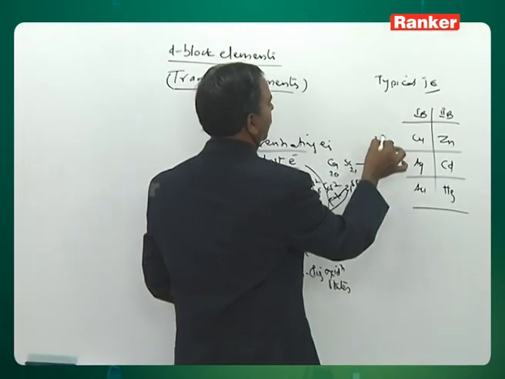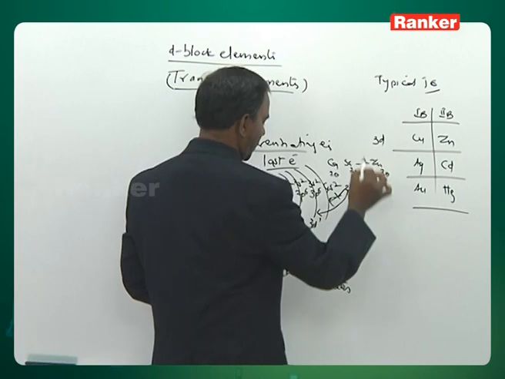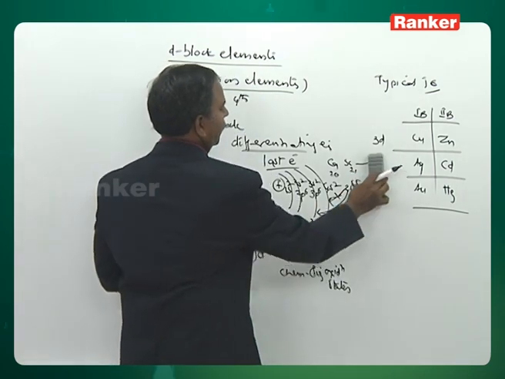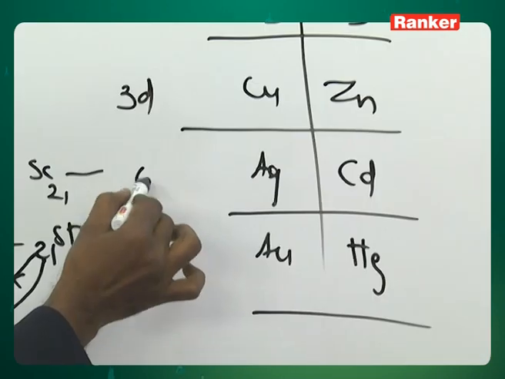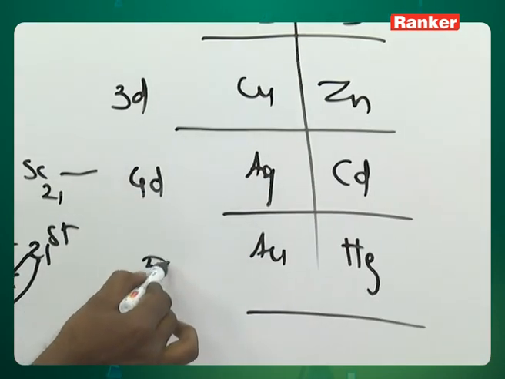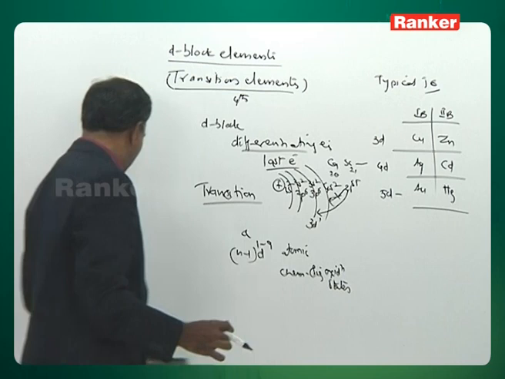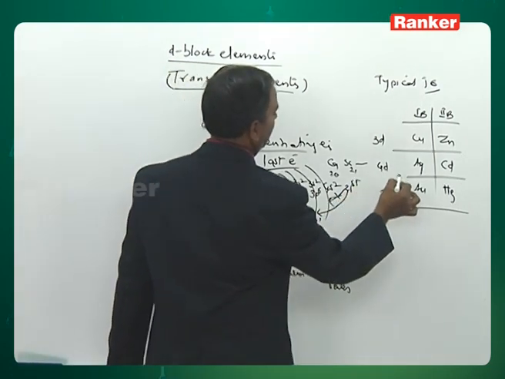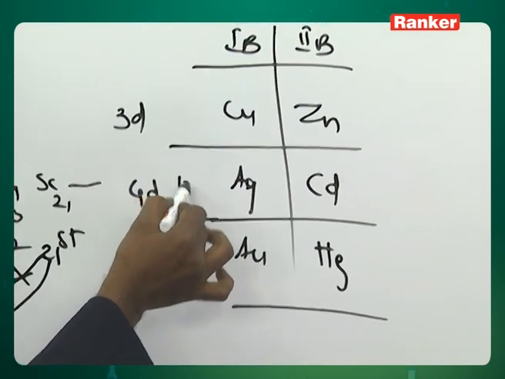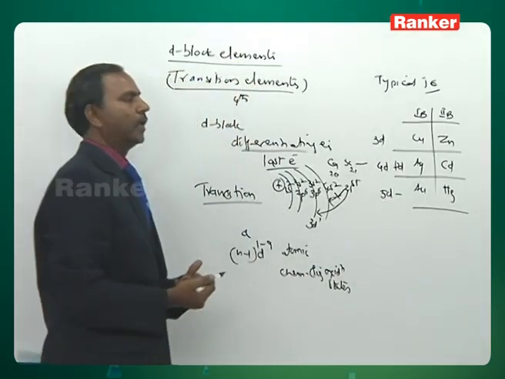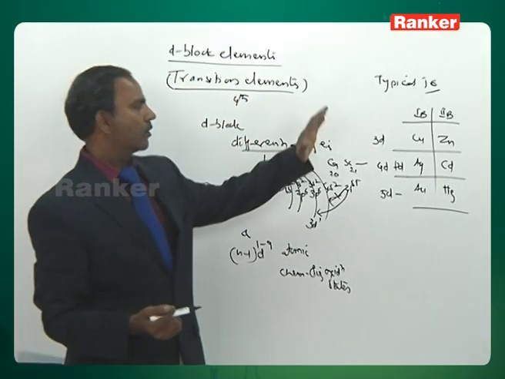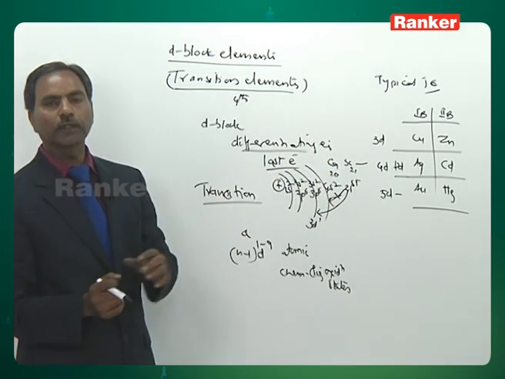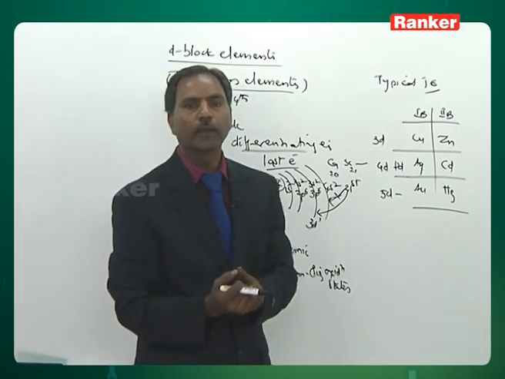Copper and zinc are the 3D series, Ag and cadmium are the 4D series, and Au and Hg are the 5D series of elements. In addition to the first B group and second B group, in the case of 4D I am writing one more element, palladium. Now the 7 elements are written on the board, and let me show their electronic configurations.